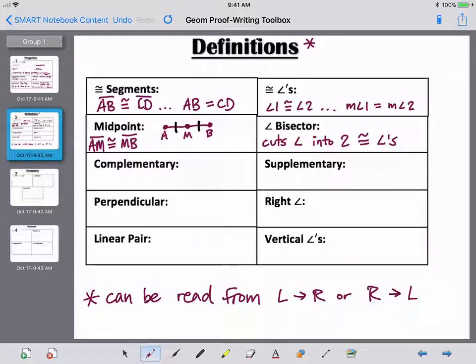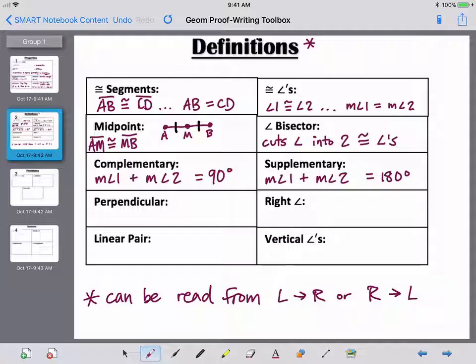All right, we've talked about complementary and supplementary back in chapter 1. If you remember, complementary is 90 degrees. So you'd have two angles whose measures add up to 90 degrees. And on the other hand, supplementary was 180 degrees. So you might have two angles that add up to 180.